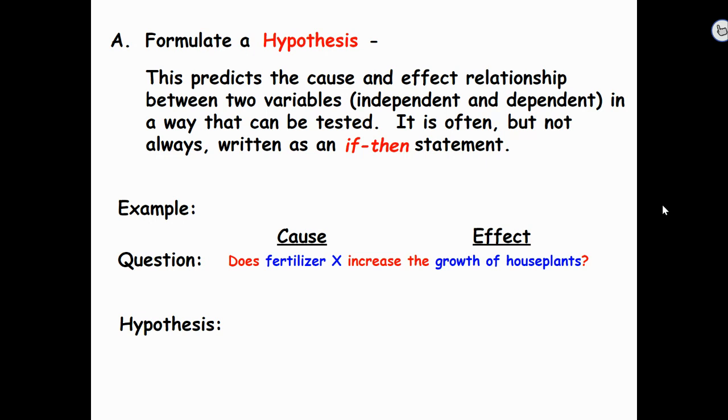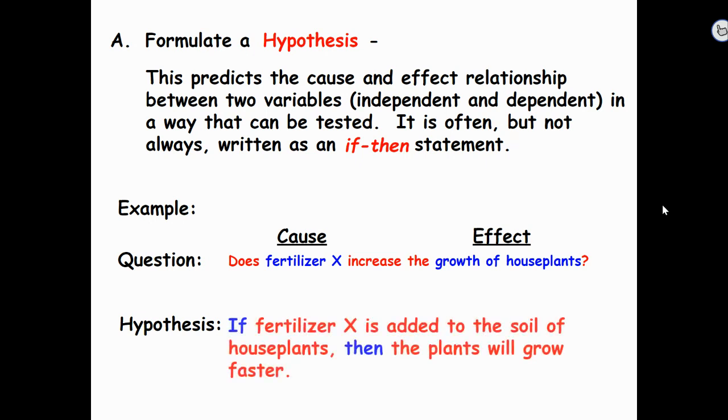In other words, the cause is using the fertilizer. Does it have an effect on the houseplants? If we want to know this, we create a hypothesis. Now remember, this might change, or we might find that it's not correct. Well, that's what science is all about. All right? So we might say something like, if fertilizer X is added to the soil of our houseplants, then the plants will grow faster. That's my hypothesis on this one.